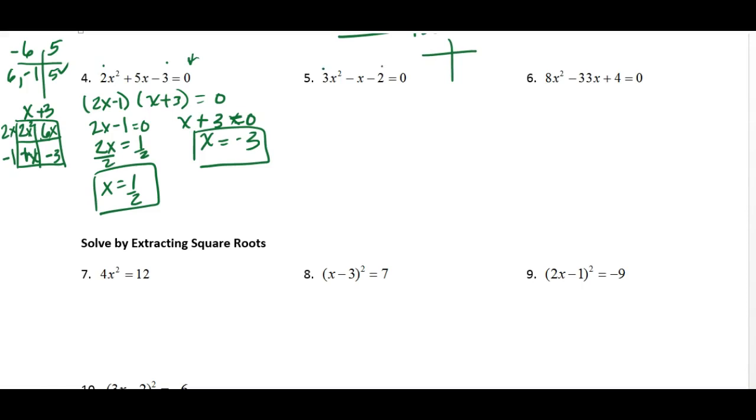table. A times c gives me negative 6, but the b value this time is negative 1. So what 2 numbers multiply to give me negative 6 yet add to give me a negative 1? Think through your factors of 6, and I would get negative 3 and a positive 2. They add up to negative 1, so I can build my box.